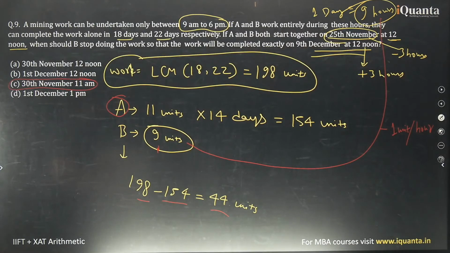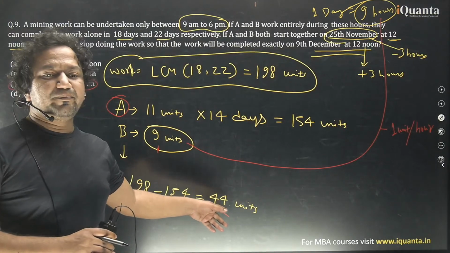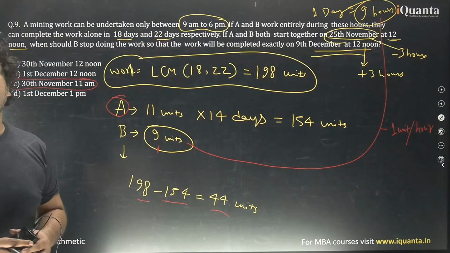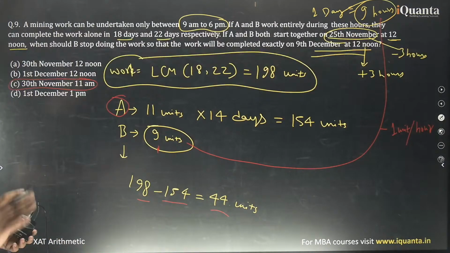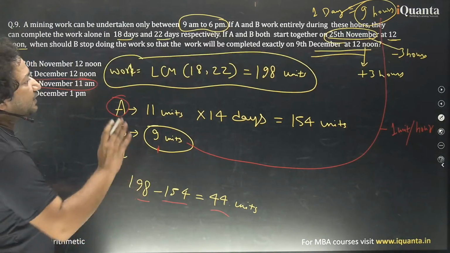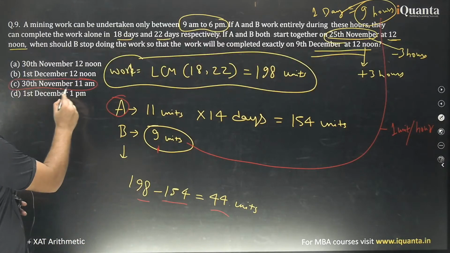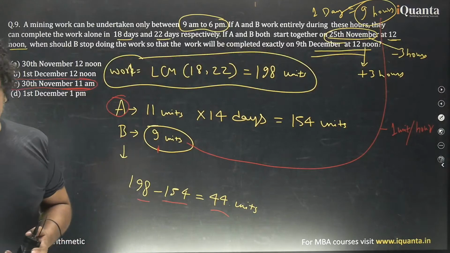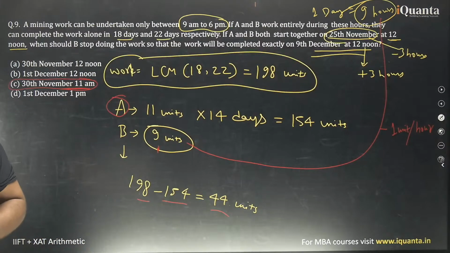1 unit of work per hour. Overall, 44 units of work are pending. So B can do these 44 units of work in 44 hours. So if we calculate 44 hours from 25th November at 12 noon, this is what we get. 30th November 11 a.m. has to be the correct answer. Clear?